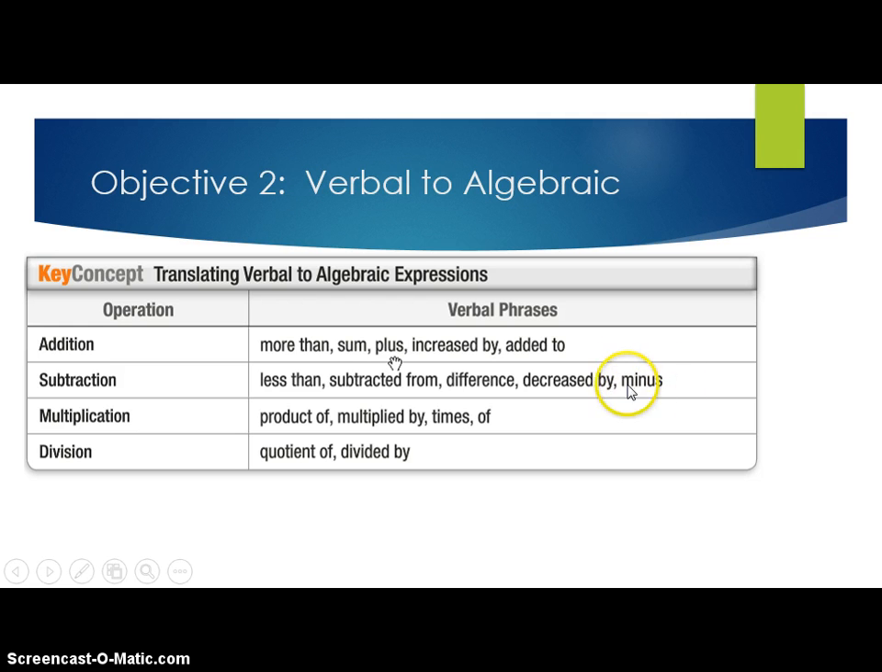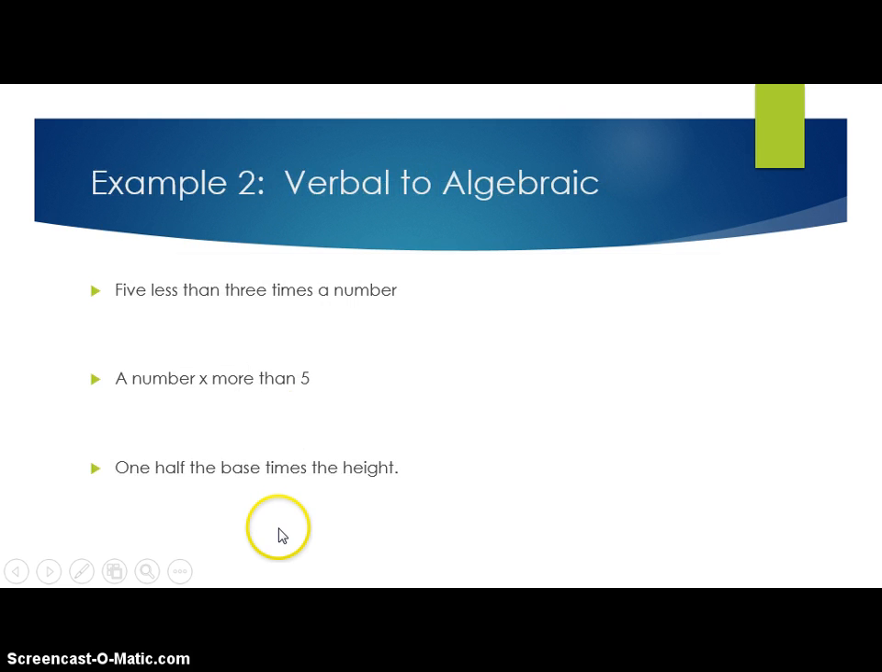Less than will probably be the one you have to work with the most in problems. Multiplication is a product, multiplied by, times, of, and that's a big one. Of is often hidden in story problems, and you have to pick out that of means multiplication. Is usually means equals, not that that's on here. And then division: quotient of or divided by. So again, page 6, top of it, take a look.